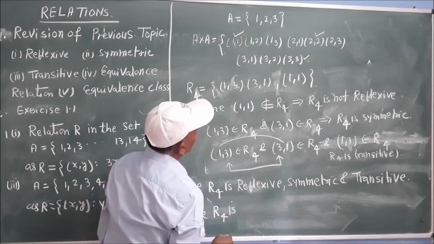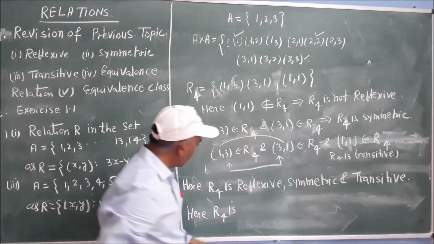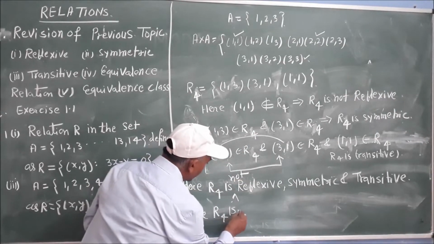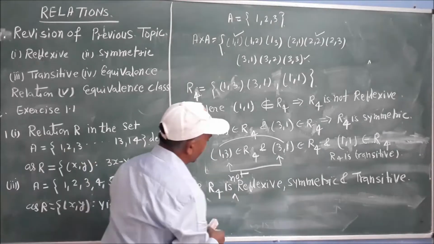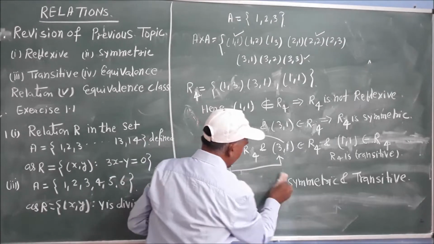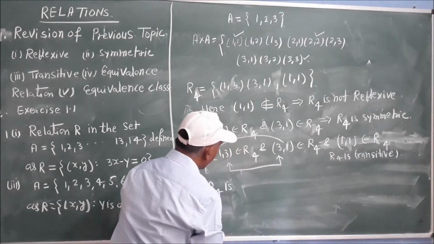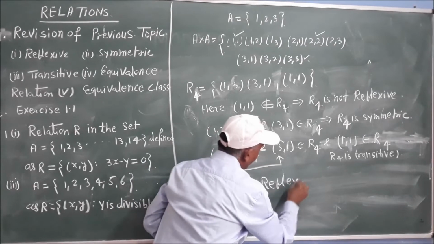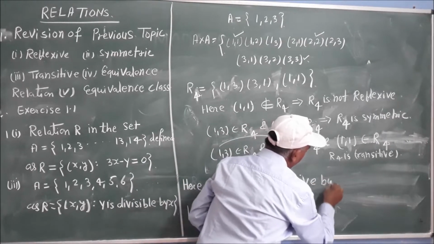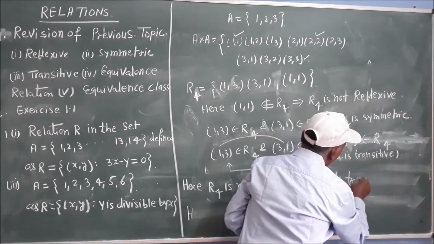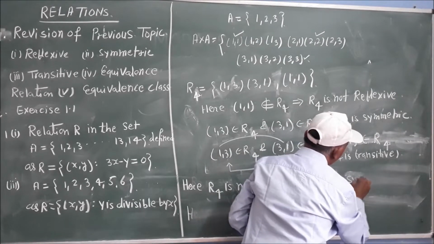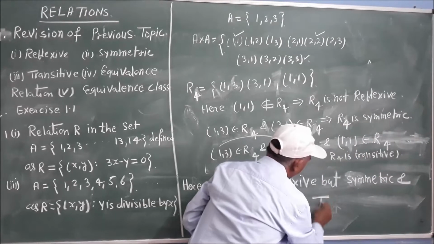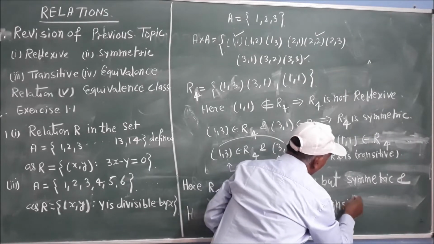Here R4 is not reflexive, correct? Here R4 is not reflexive, but symmetric and transitive, so the equivalence relation does not hold here.